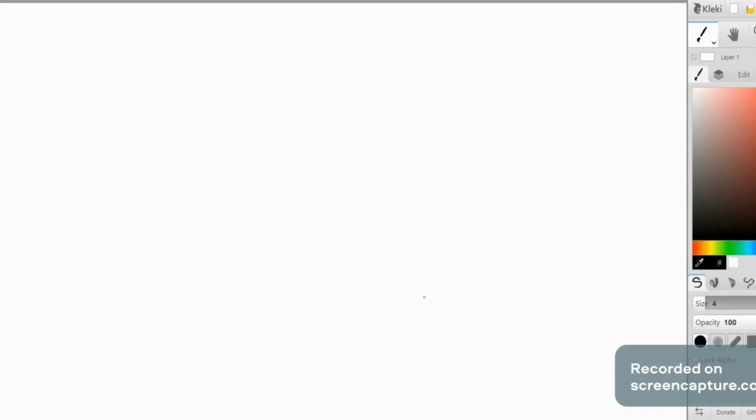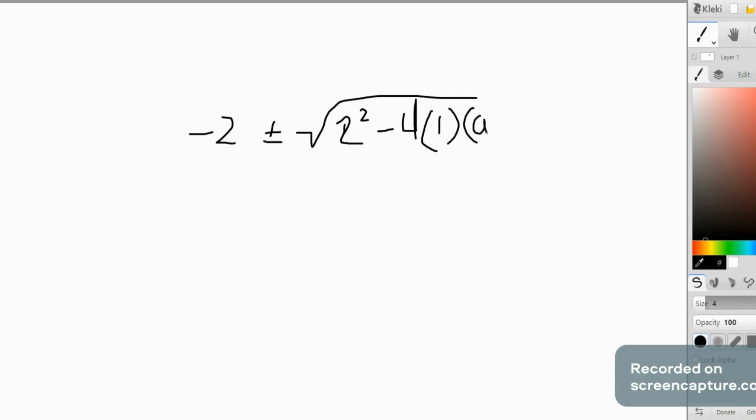And then we're going to write it. So we're going to get negative 2 plus or minus the square root of 2 squared minus 4 times 1 and times, oh, not a, we're not timesing it by a, we're timesing it by 0.